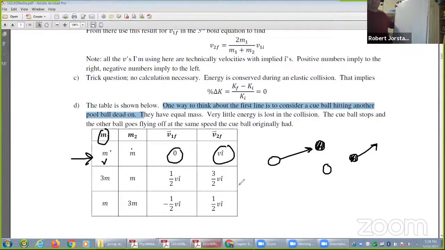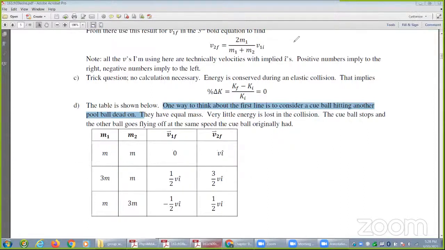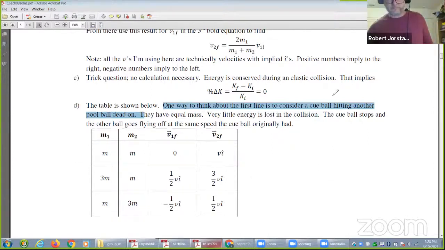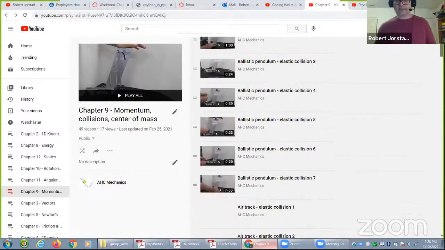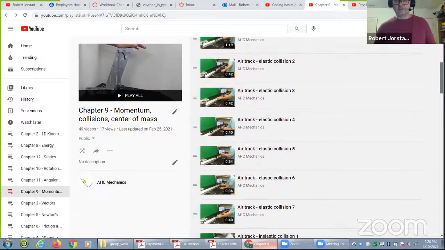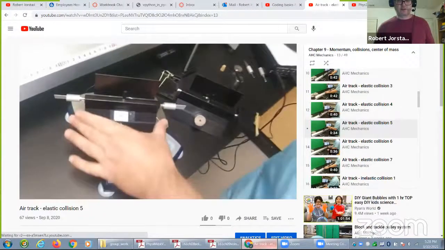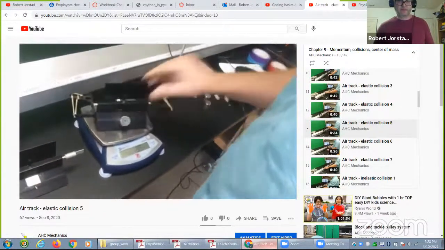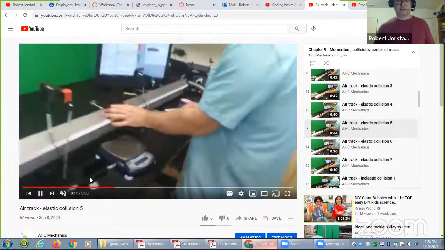What do you think? Let me show you something else here. Now, I've got so many videos and examples of these things, right? So you can see the elastic ones are the coolest. Let's see what this one looks like. So it looks like we got a 200 and a 400. So this would be a case of a mass hitting twice as much.